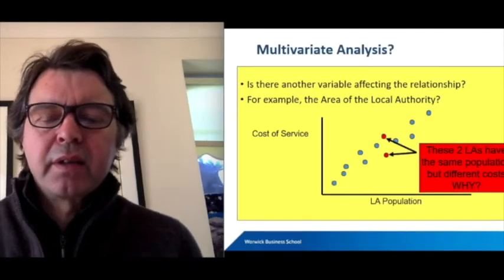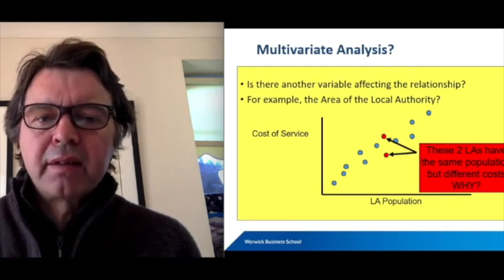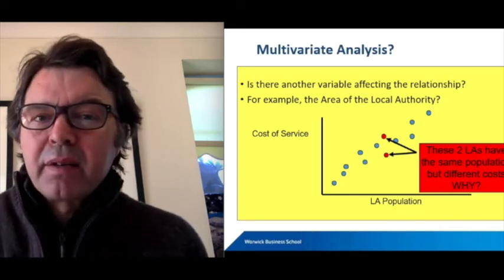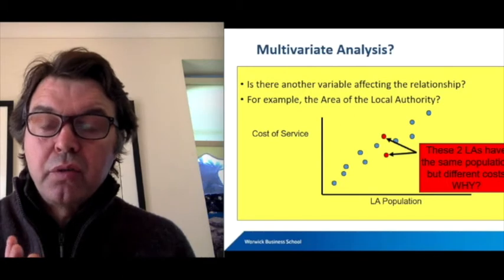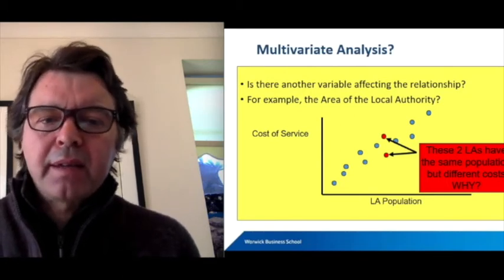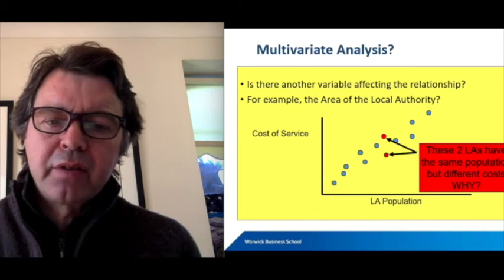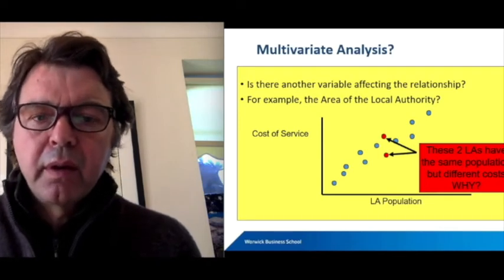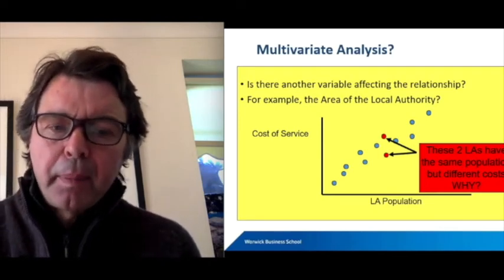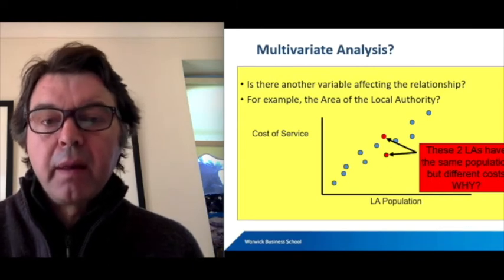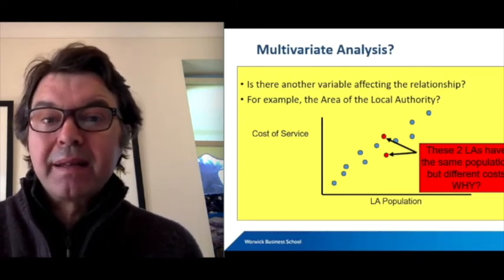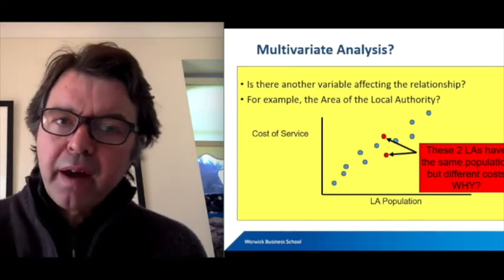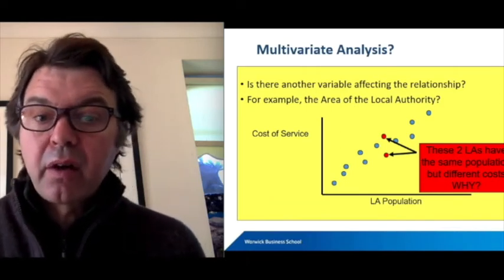So the next question is multivariate analysis. What is that? So multivariate analysis is really very similar to bivariate analysis, where you've got two variables. But let's say we're looking at a relationship between local authority population and cost of service, like we were before, and we said that population was the independent variable and that the cost of the service depended upon the population of the local authority. But what if there was another variable which also affected the cost of the service?